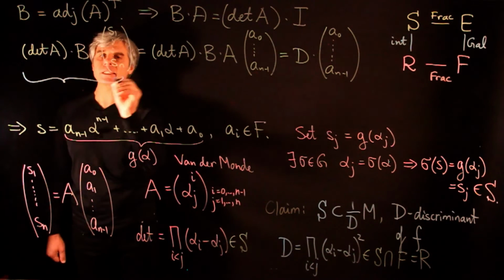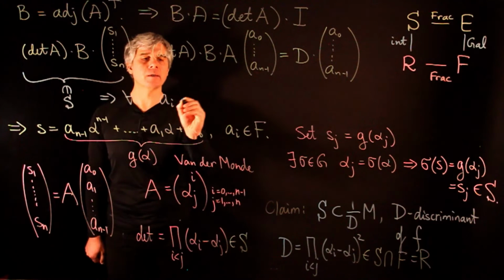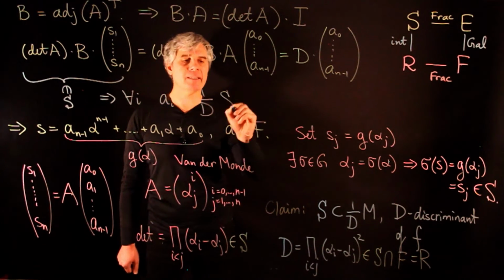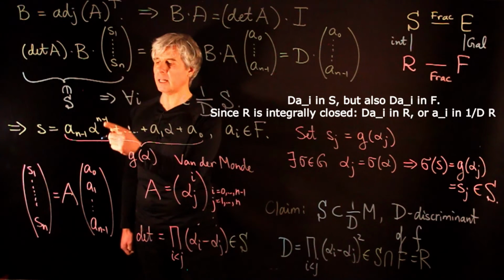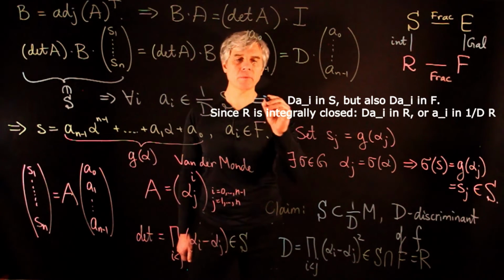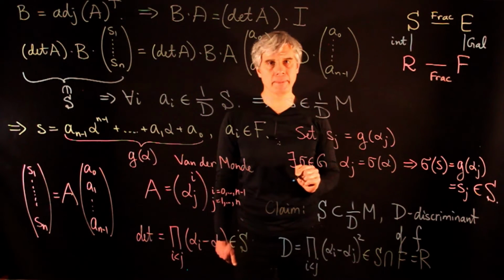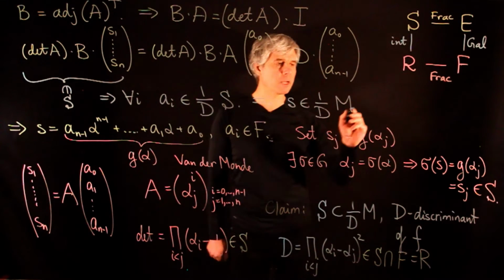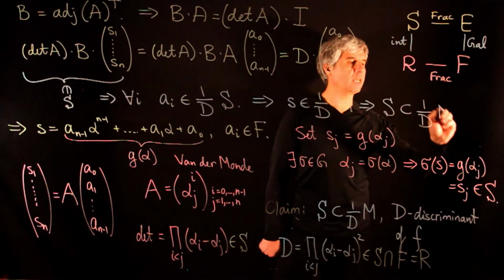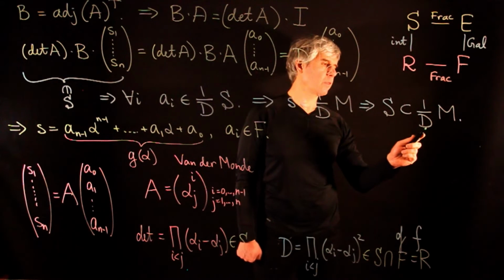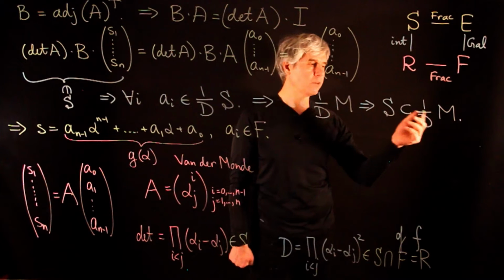But everything in the left-hand side is in S. So this tells us that for all i, a_i belongs to 1 over D times S. And since element s is a linear combination of powers of alpha with coefficients a_i's, from here we get that little s belongs to 1 over D times the R-module M. And since element s was arbitrary, this tells us that as an R-module, S is a submodule of 1 over D times M. By construction, the module 1 over D times M is finitely generated. Its generators are powers of alpha divided by D.